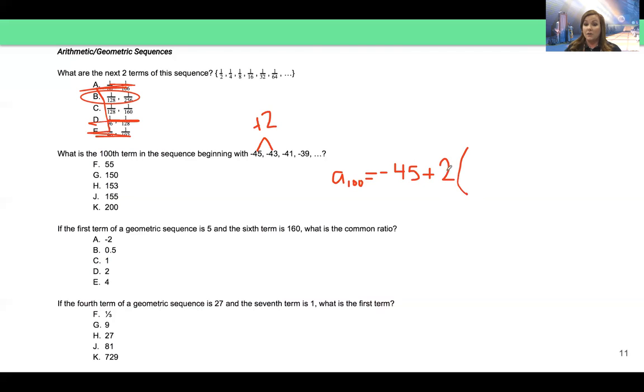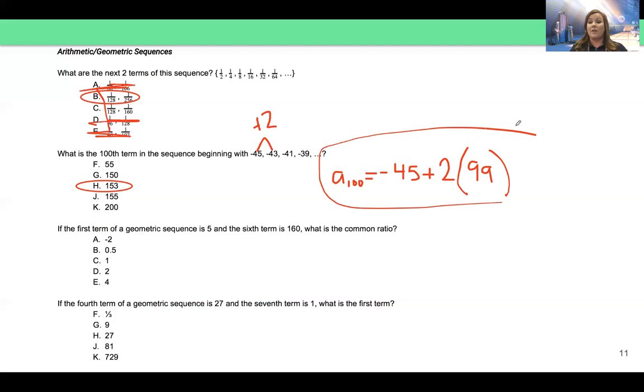And n is 100, so that's going to make n minus 1 be 99. And we do the math. Take your calculator, 2 times 99 plus negative 45. That's going to give you 153. Again, this is an example where the formula is going to save you time.